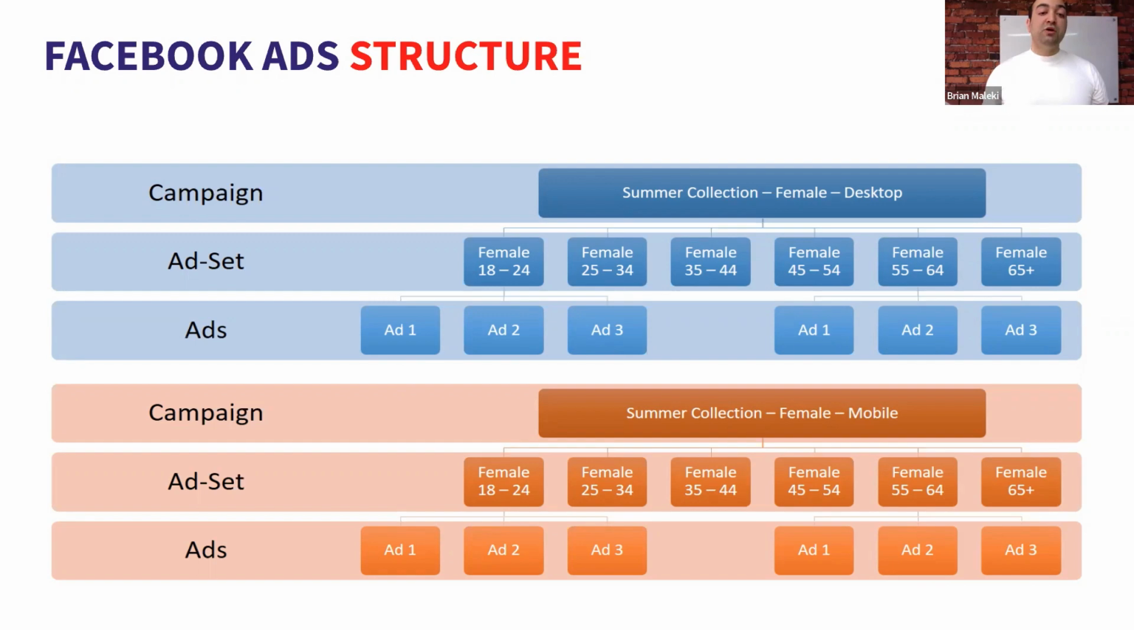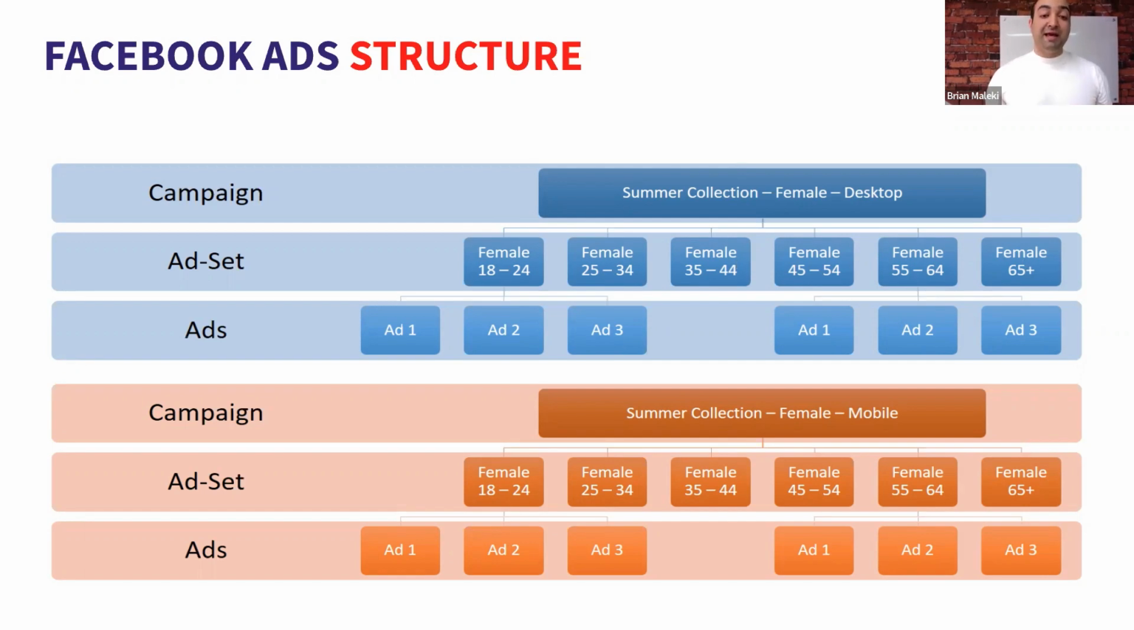And definitely you can create more than one ad set. For example, if you want to run a campaign for summer collection and you have a product for females with different age ranges, you can create one ad set for females in this age and another ad set for females in this age and also in between.